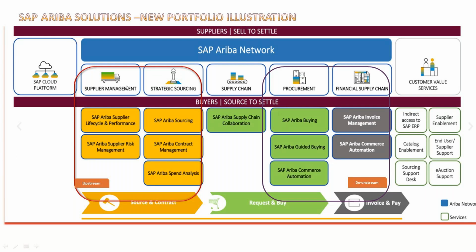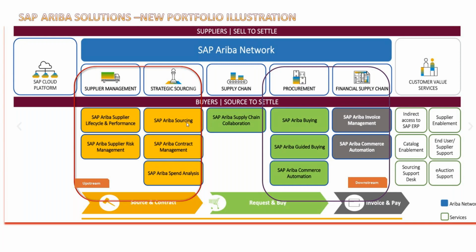And then next is our strategic sourcing concept. In strategic sourcing, we are covering sourcing, contract and spend analysis. In sourcing, in S4 HANA and the MM side, we are creating RFQs, requests for quotation. In Ariba, we have the concept of RFP, that is request for proposal. Here we are inviting the suppliers, and everything is happening online.